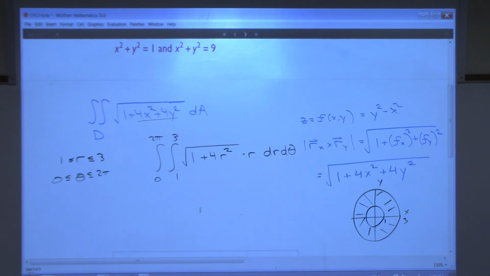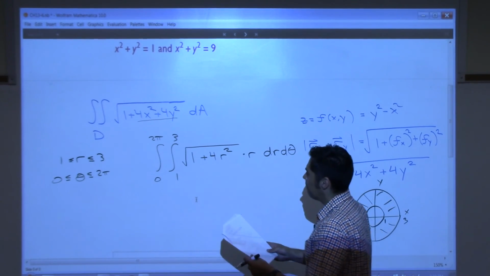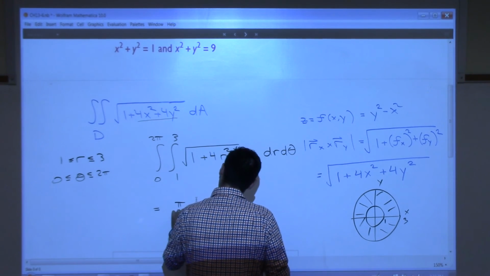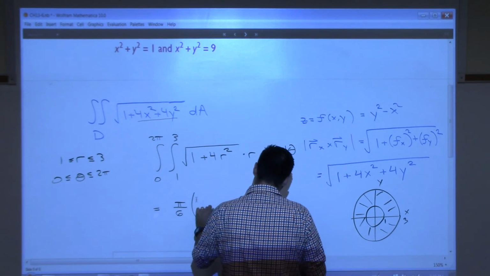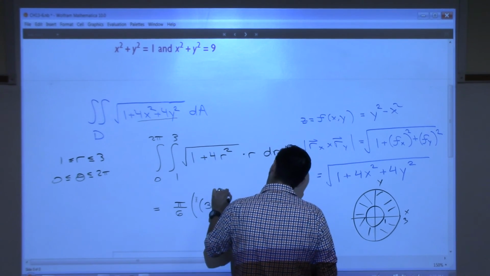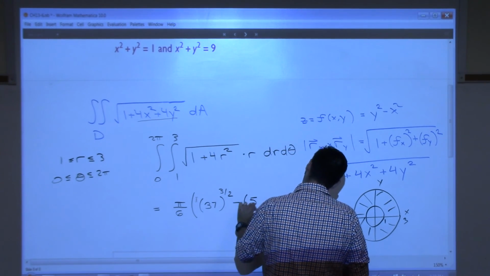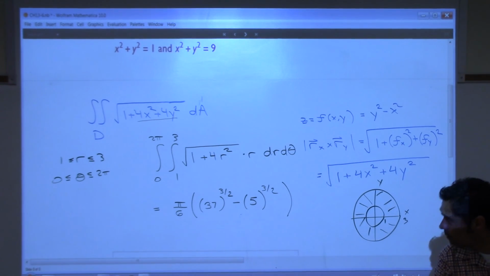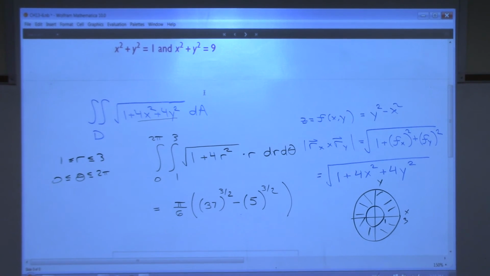And then at that point, you just go. I'll tell you what the answer is, okay? I don't have time to work this out. You should get at the end of this equals pi over 6 times 37 to the 3 halves minus 5 to the 3 halves, whatever that number is. That would be the surface area of that region between those two cylinders for that surface.